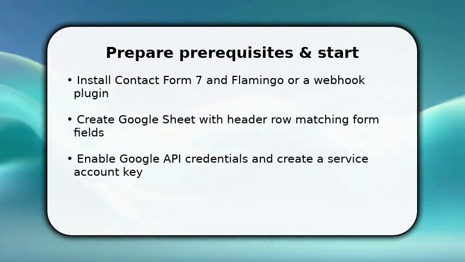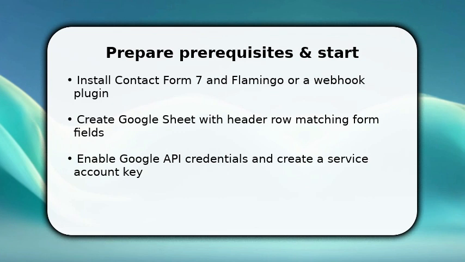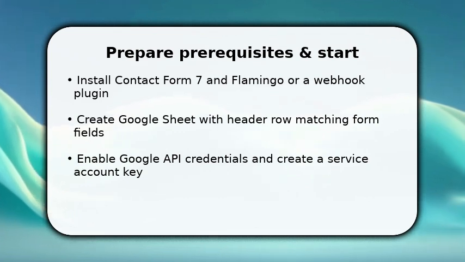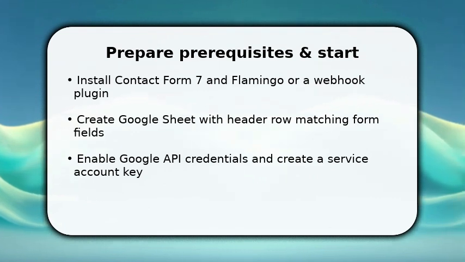Next, create a Google Cloud project, enable Sheets API, and create a service account. Download the JSON key. Once done, share the target sheet with the service account email so the API can write rows. This prevents permission errors later.